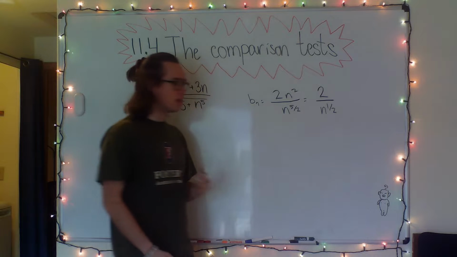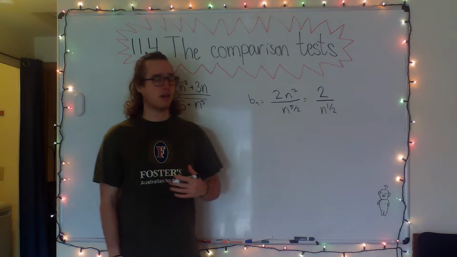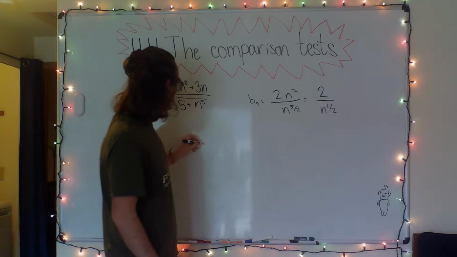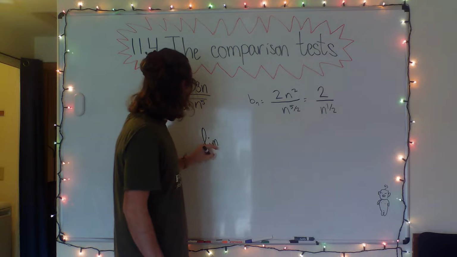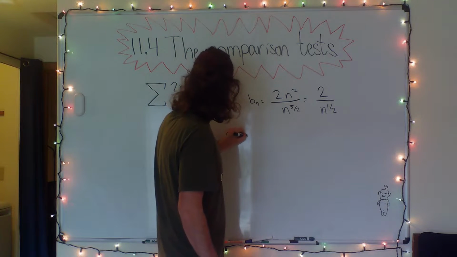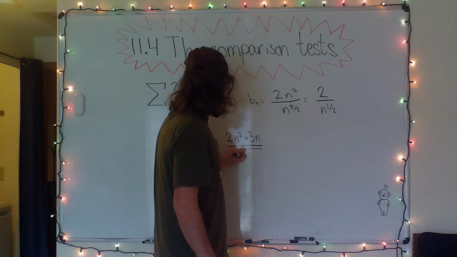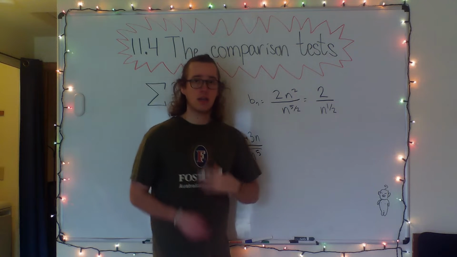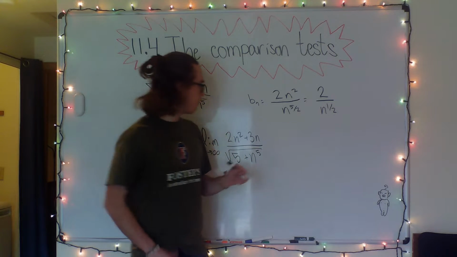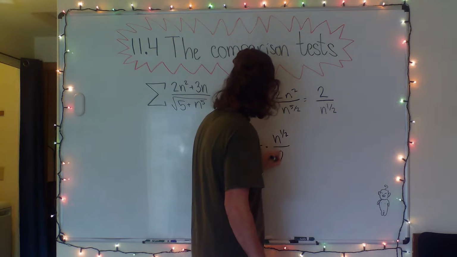So we take it and we need the limit of a sub n over b sub n. We're going to say this is a sub n and this is b sub n. So we're going to take the limit as n approaches infinity of 2n squared plus 3n over the square root of 5 plus n to the 5th, divided by 2 over n to the 1/2, or times n to the 1/2 over 2.